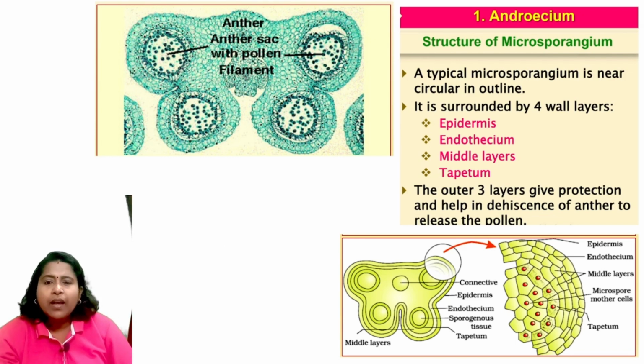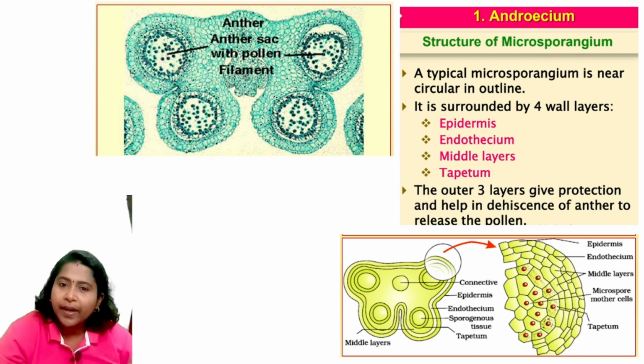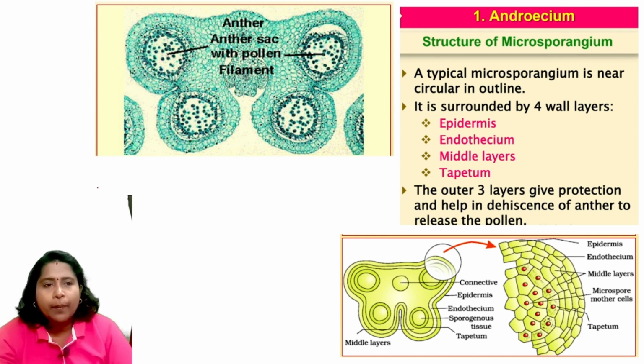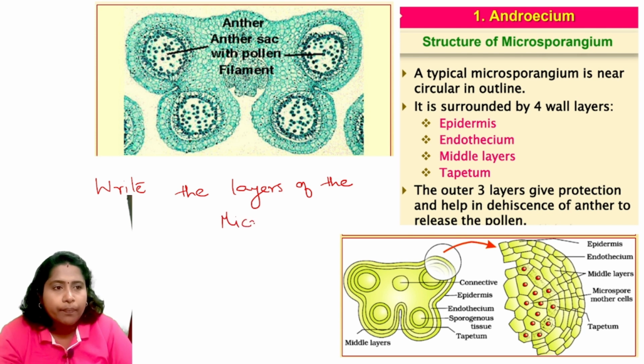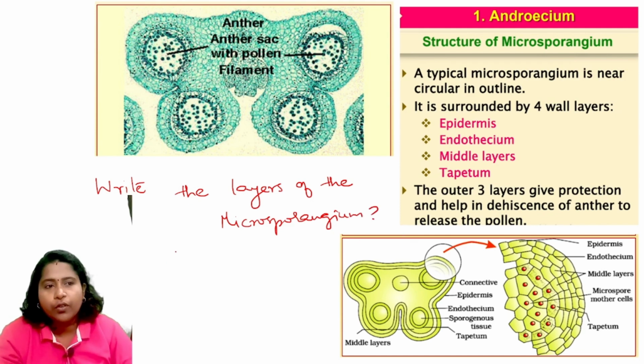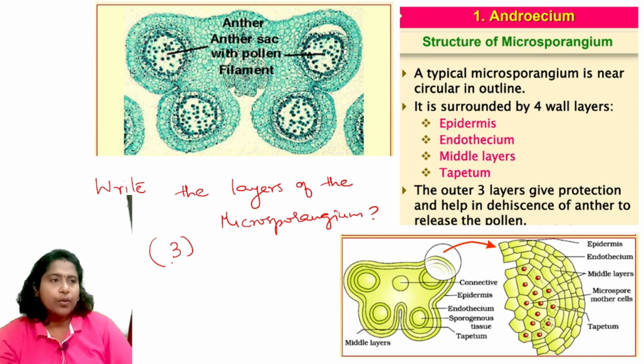Now, the androecium is having 4 layers, the microsporangium having 4 layers. They will ask the question, right? About the layers of the microsporangium. Write the layers of the microsporangium. So this kind of question you will get for 3 marks or for 5 marks. So very important, you have to remember.